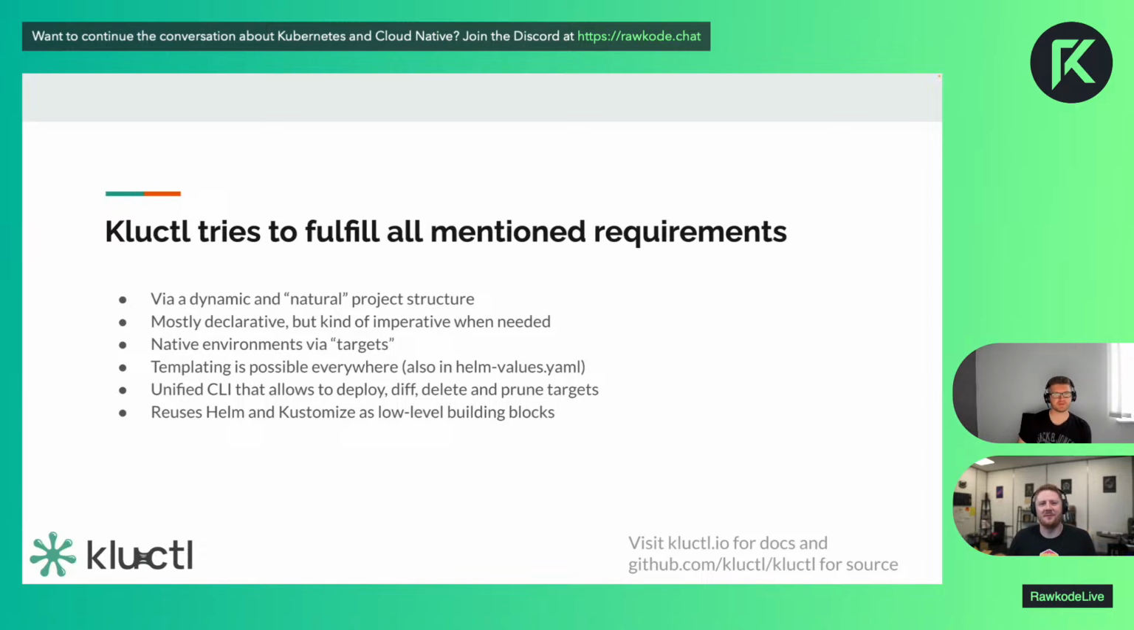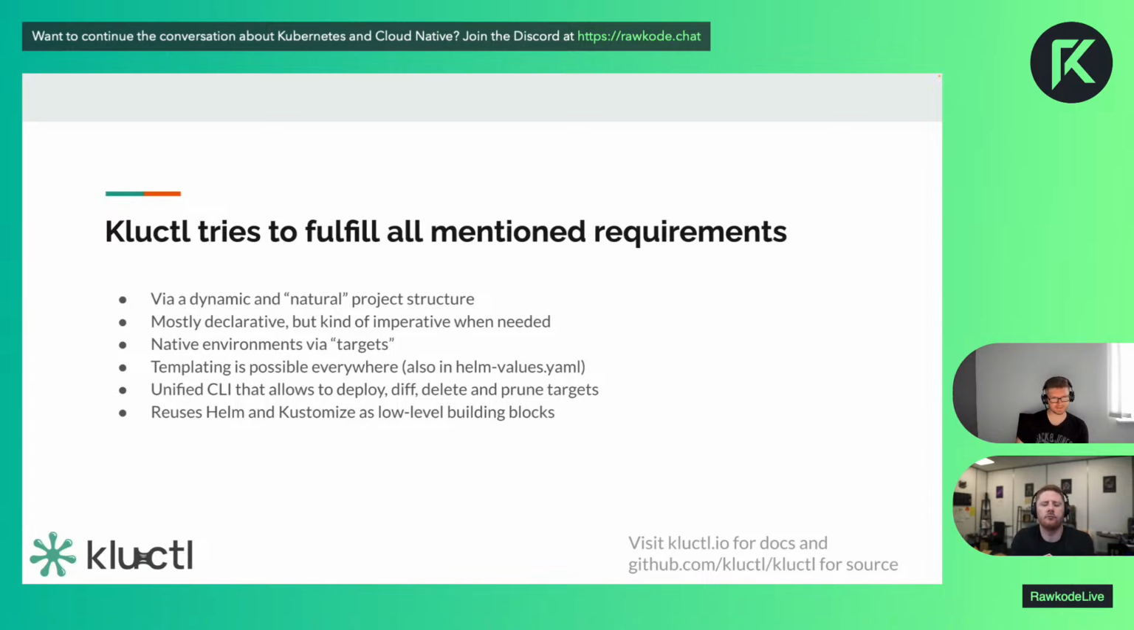So Kluctl tries to fulfill all the mentioned requirements. It does that by having a natural and dynamic project structure. What it means, I'll show later when doing the hands-on. It's mostly declarative, but kind of imperative when needed. That means we can still define the order. We can deploy a namespace before actually deploying objects into it. We can deploy CRDs before actually deploying the CRs. So many issues that I see with Kustomize or Helm or GitOps can be solved in that way by not being 100% declarative. It has native environments, so a first-class concept of environments.